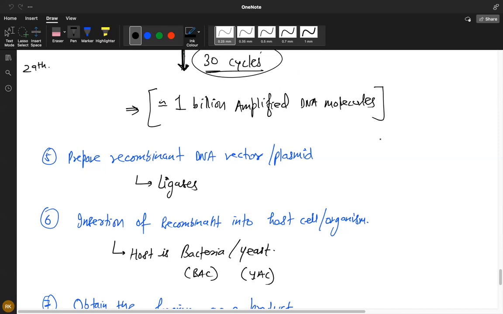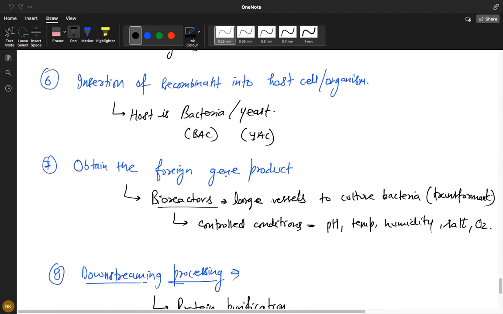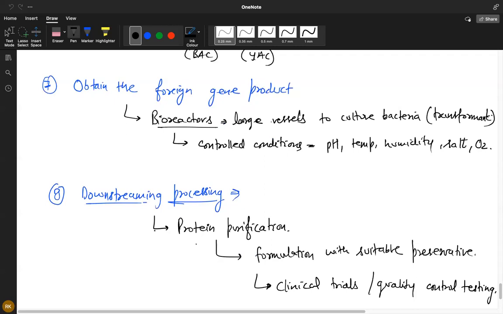After we have amplified our gene of interest, we prepare recombinant DNA in a vector. Then we use ligases and insert our recombinant DNA, which we have just amplified, into the host through the vector. Then we obtain the foreign gene product, because this is why we have done all this: to put a gene in a host, which can be a bacteria or a yeast, and then we grow and culture them in big vessels called bioreactors. And then finally we do the downstream processing.